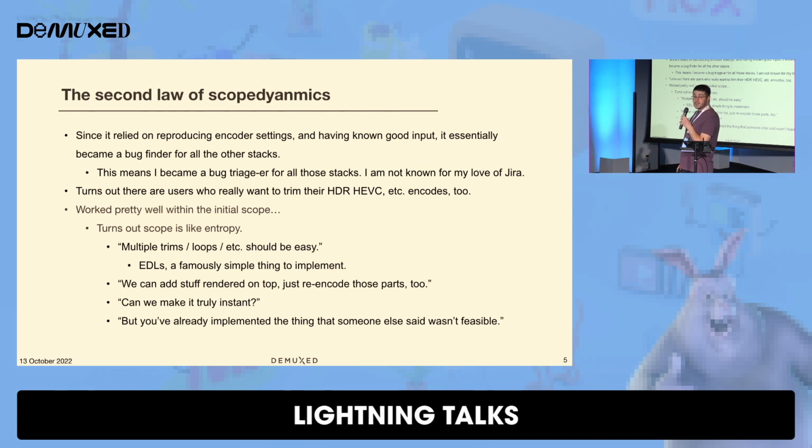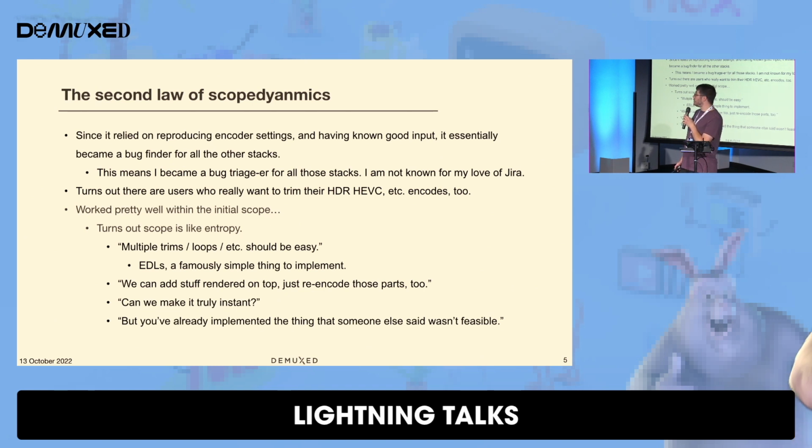And it turns out there are users who may not want their HDR AVC files to be nuked if they trim it. And if you want to extend to HEVC or AV1, you need to parse the VPS and modify the TU if it's AV1. But the main thing I want you to take away from this is scope only expands.